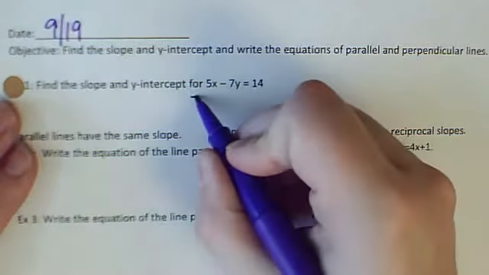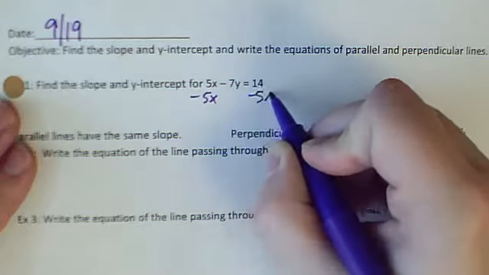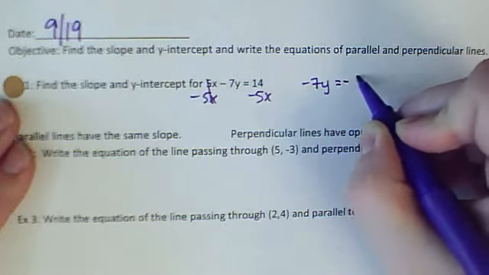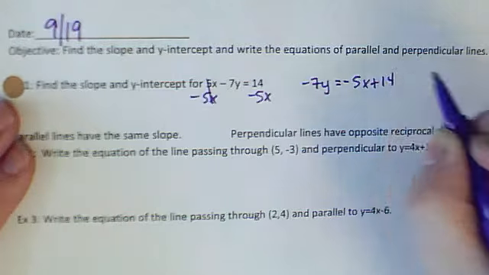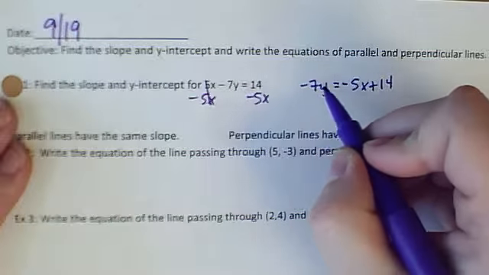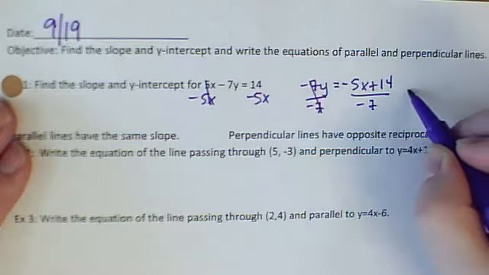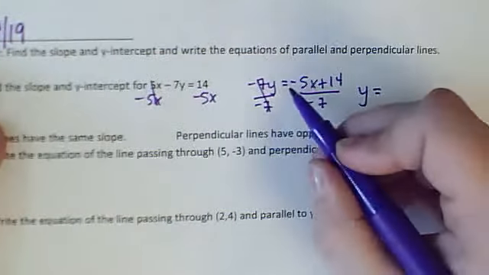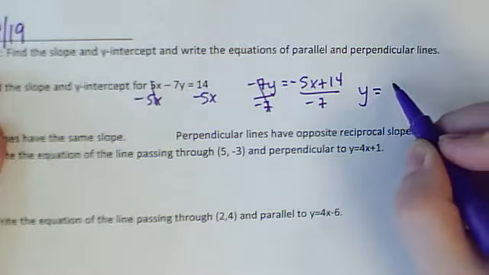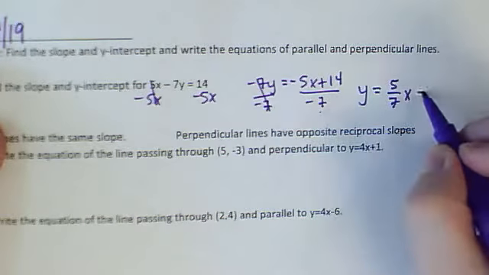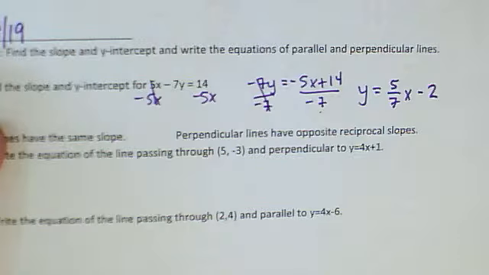So I'm going to subtract 5x from both sides. So I have negative 7y equals negative 5x plus 14. So then again we're isolating y, so I'm going to divide by negative 7. So y equals, when I divide two negatives it becomes a positive 5/7 x, and then 14 divided by negative 7 is negative 2. So now that it's in y equals form, I can go ahead and label each thing.